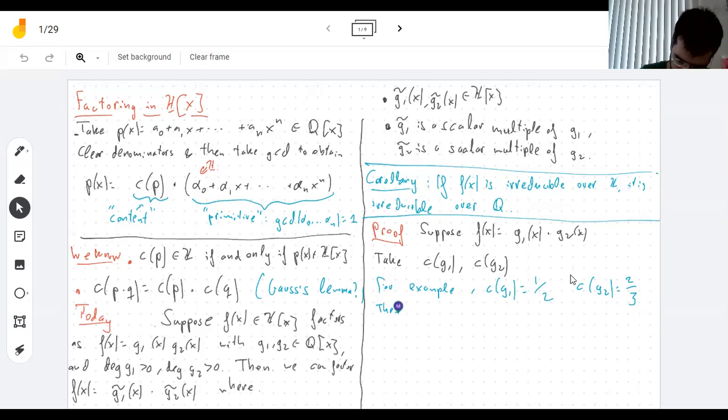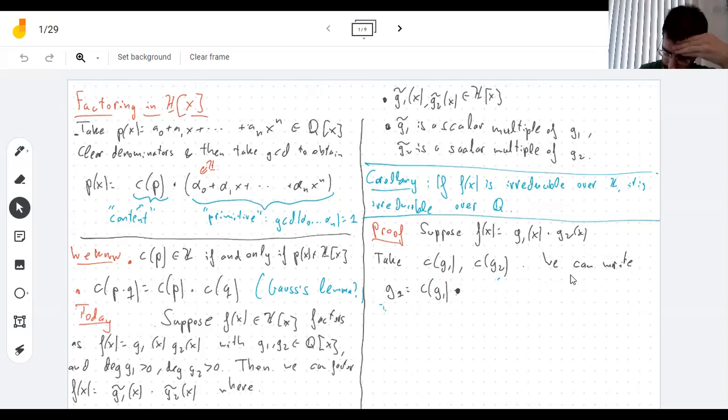I would substitute it back into F of x equals G1 of x times G2 of x. Substitute back in. So then you would just put the content of G1 times the primitive of each. So you substitute G1 and G2 by an expression like this of a number, the content, times a primitive thing. Okay. I like that. So we can write G1, that's the product of its content times alpha.